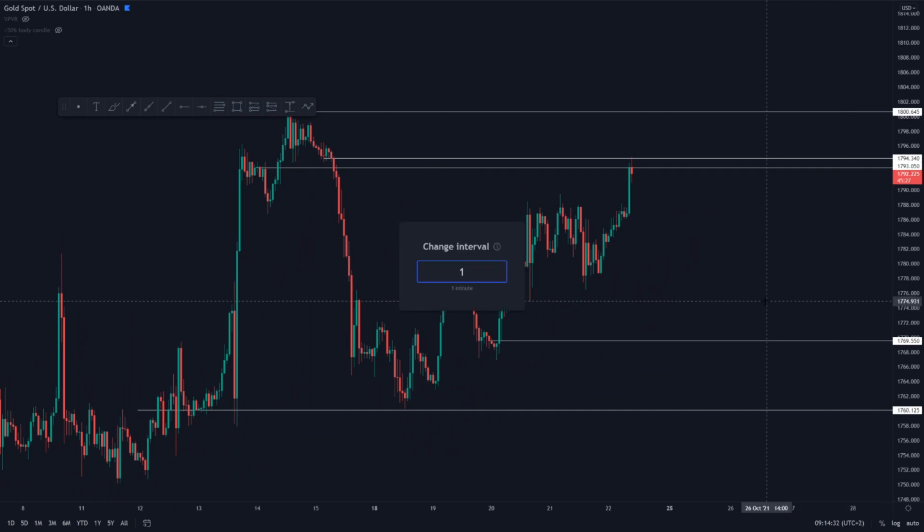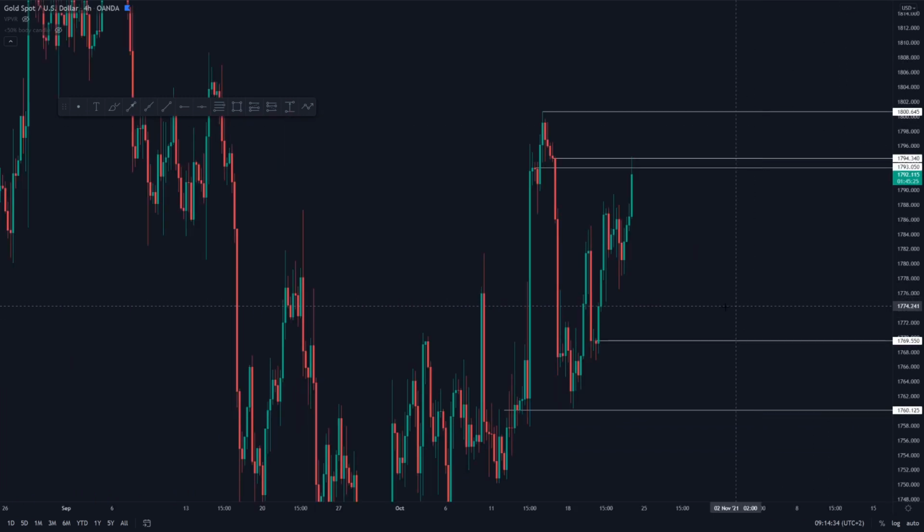And if we were to move down in towards lows, then I will start looking at 1769.550 with an in between level of 1774.870.